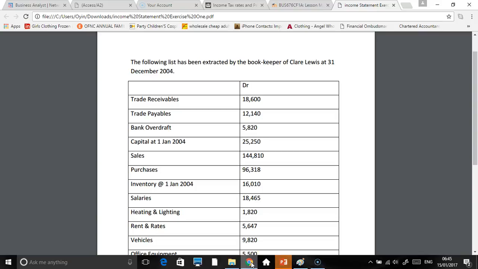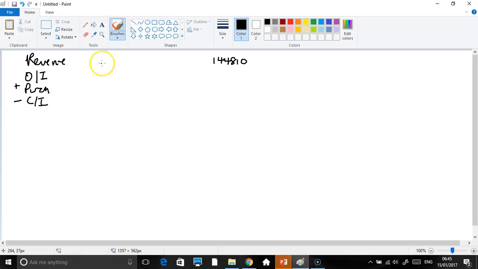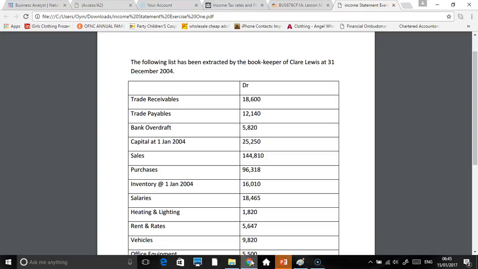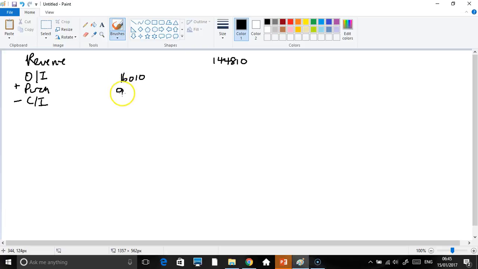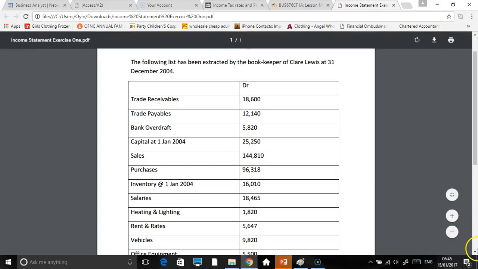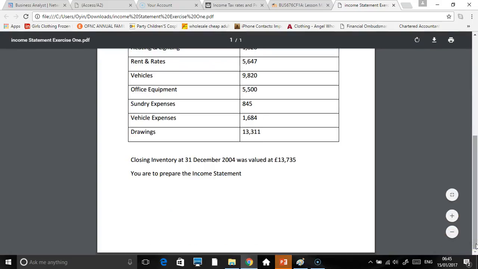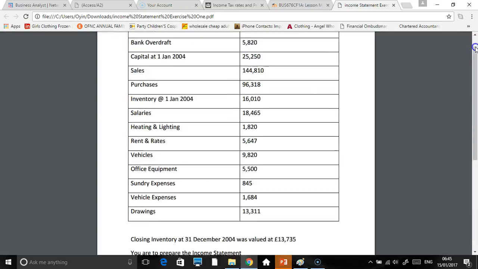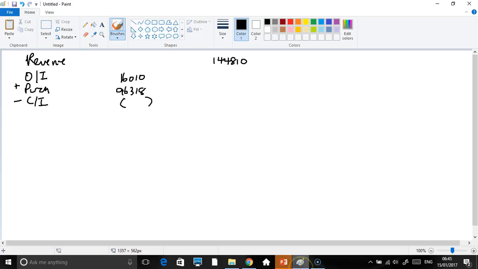Opening inventory is 16,010. So I have 16,010. I'll go back, find my purchases. My purchases are 96,318. I have 96,318. And then I take away my closing inventory, which is sitting comfortably at the bottom, which is 13,735.